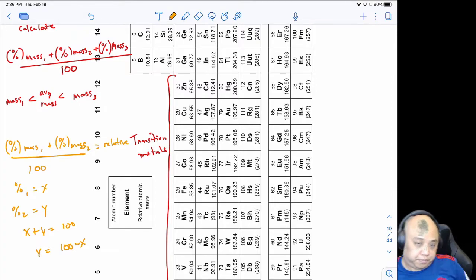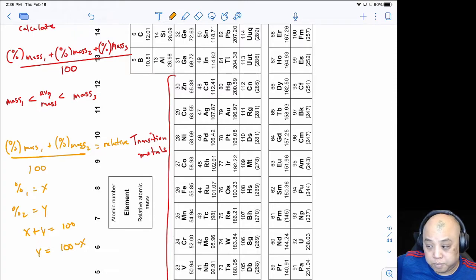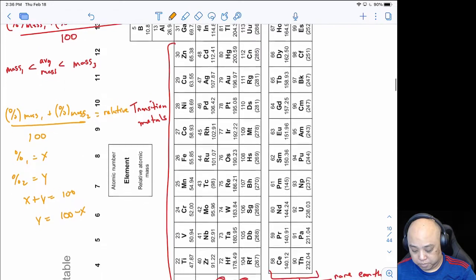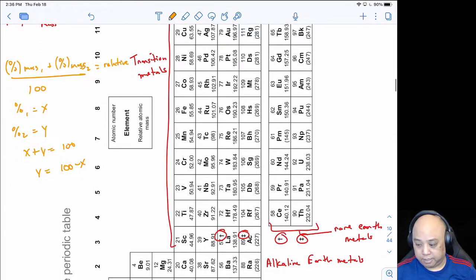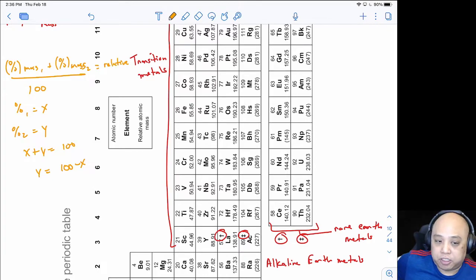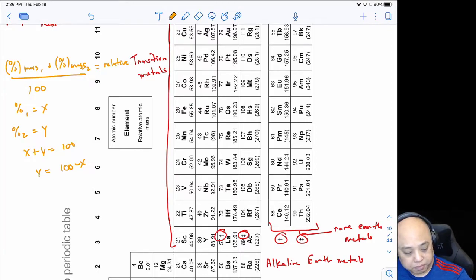Questions about that? Okay. Give you all a chance to write that down for a second. So you may have to do some average atomic mass calculations or relative atomic mass calculations as well.